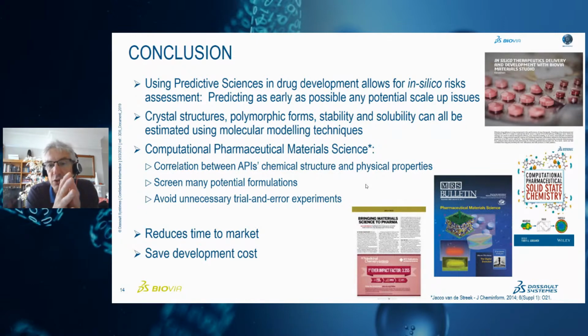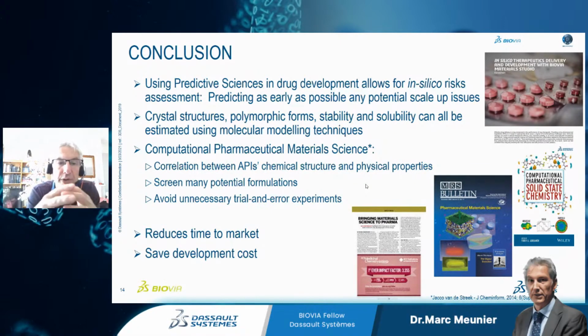That's the advantage of using in silico, like Anand was showing us before in this GTD process of screening as many compounds as we can automatically and using machine learning. Similar tools can be used here to screen many different potential formulations in order to retain the one with the optimal physical properties. So we try to avoid unnecessary trial and error experiments. At the end, we want to reduce time to market and save development cost.